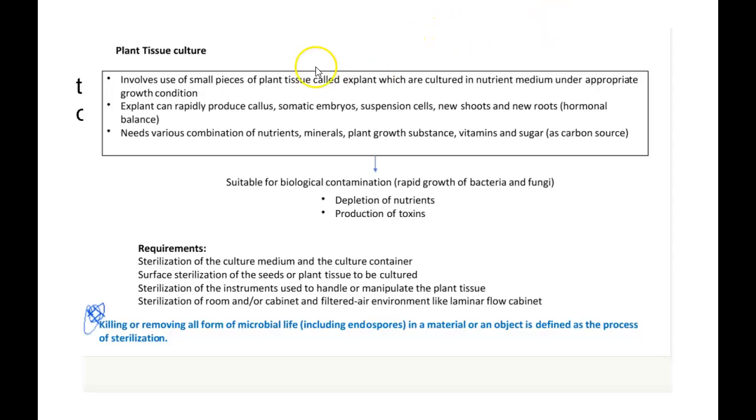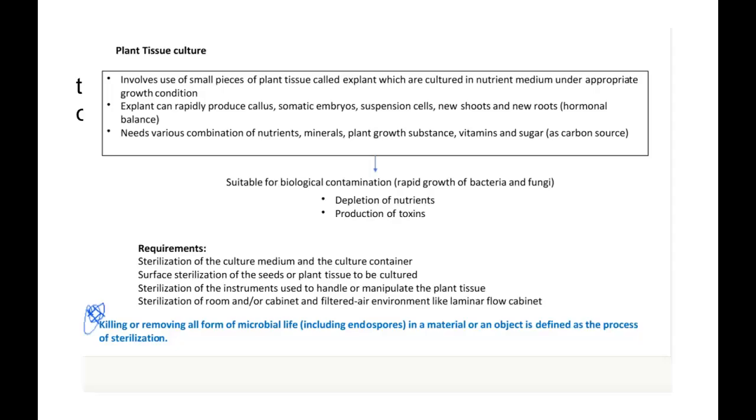Appropriate nutrient media are good for producing callus, somatic embryos, suspension cultures, and new shoots and roots. There is a hormonal balance, with various combinations of nutrients, minerals, plant growth substances, vitamins, and sugars. These are also suitable for biological contaminants, and they allow rapid growth of bacteria and fungi. Rapid growth of bacteria and fungi results in depletion of nutrients for the growth of the explant, and there is also production of various toxins.